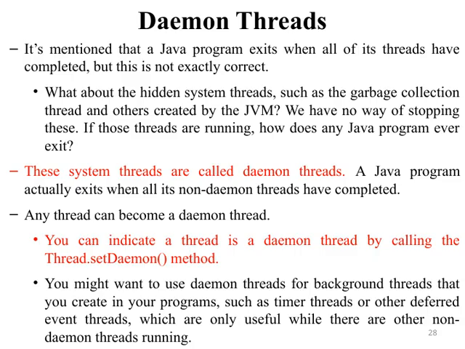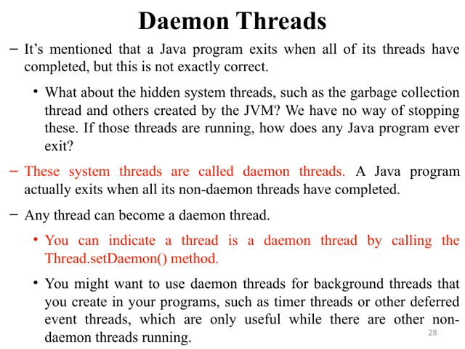These system threads are called daemon threads. The key point is that a Java program will only exit when all of its non-daemon threads have completed. As long as there's a non-daemon thread running, the JVM stays alive. Any thread can be turned into a daemon thread. You do this by calling the thread setDaemon method on the thread.